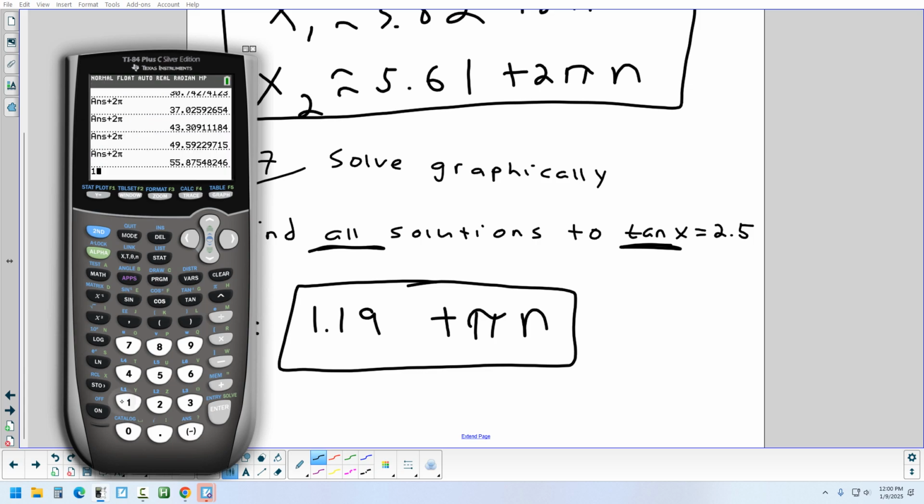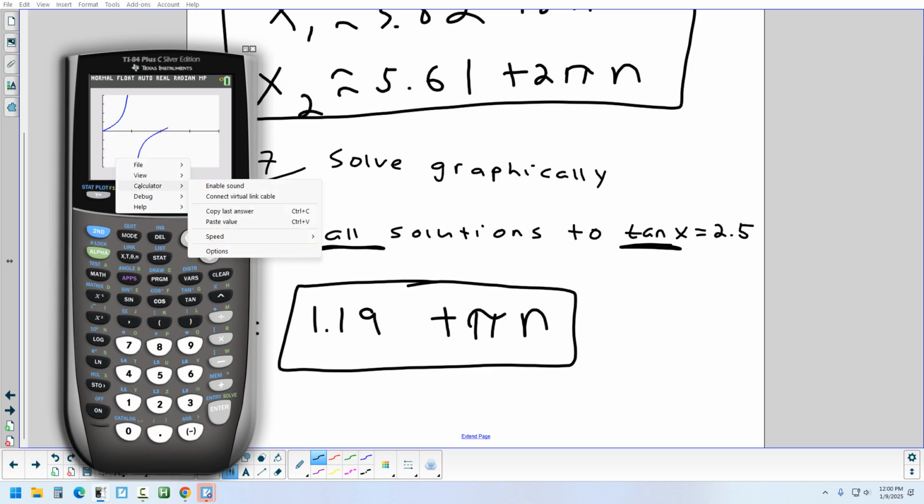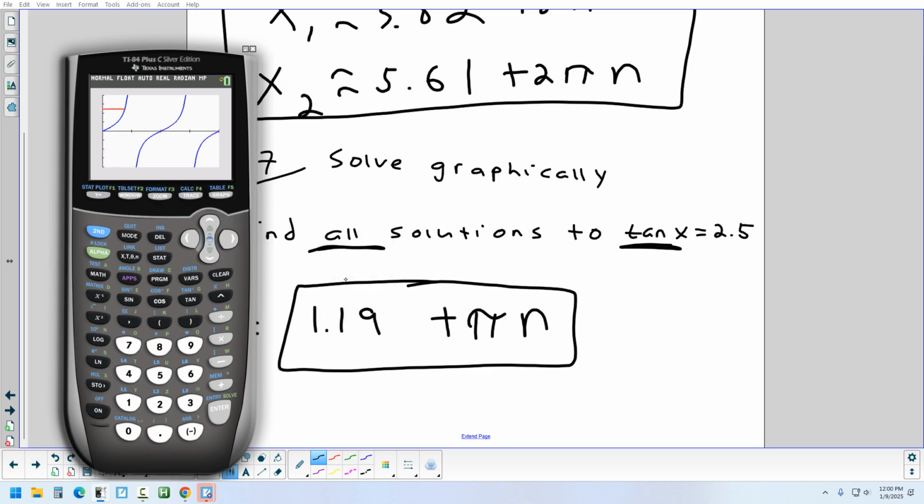How much later would the next answer occur? One period later. One period, which is how much? Pi. The next answer should be at 4.33. Well, let's check it real quick and see if the next one is 4.33. If it is, then we know we did it right. This is the one I'm saying should be 4.33. Second calc intersect. Yep, 4.33. And then the next one after that would be another 3.14. So if you just keep adding 3.14, you'll get all your answers.